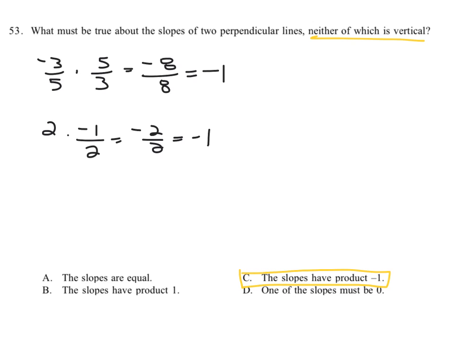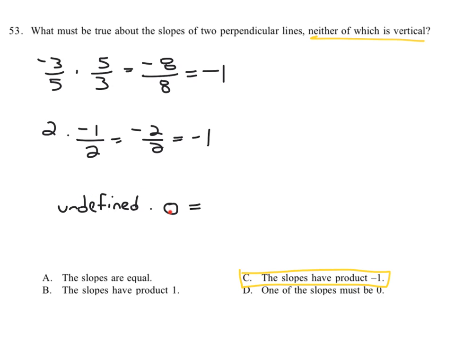Okay, so that's C. Now I just want to talk about real quickly why it says neither one is vertical, because a vertical line has a slope of undefined. So if you take the undefined slope, and of course a line perpendicular to a perfectly vertical line is a perfectly horizontal line, which has a slope of 0, multiplying undefined times 0, clearly that's not going to get you -1.